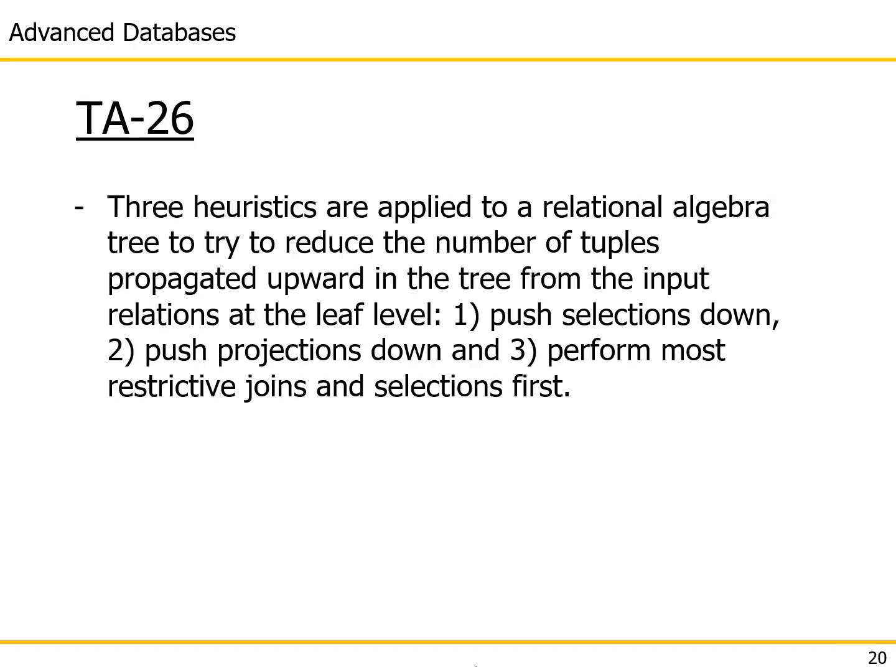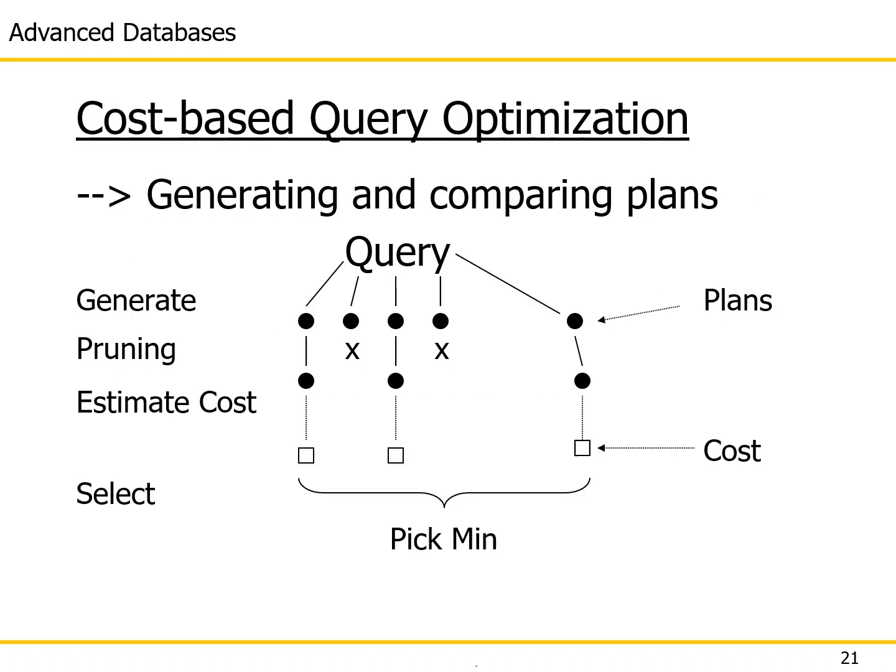Okay? So, to summarize, the three heuristics are applied to the relational algebra tree to try to reduce the number of tuples propagated upward in the tree from the input relations at the leaf level. You're going to push selections down, push projections down, and perform most restrictive joins and selections first. Okay? So let's move on to cost-based query optimization, which is the more modern approach to doing optimizations.